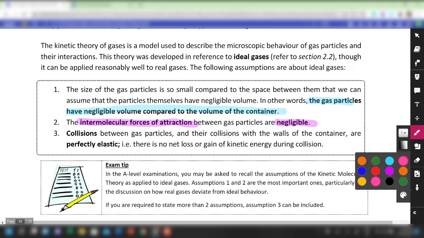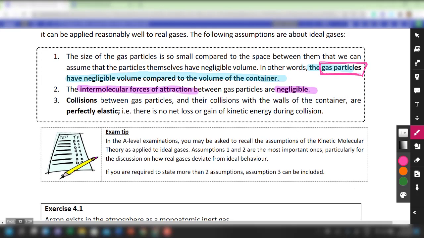Okay, a very common mistake students make is they will tend to say that the gas occupies negligible volume. Take note that the gas occupies the volume of the container. Here we are talking about the gas particles. We are not talking about the gas. Any gas occupies the volume of the container, but we are talking about the size, I mean the volume of the gas particles in total, which is negligible as compared to the volume of the container. So there's a bit of a difference.